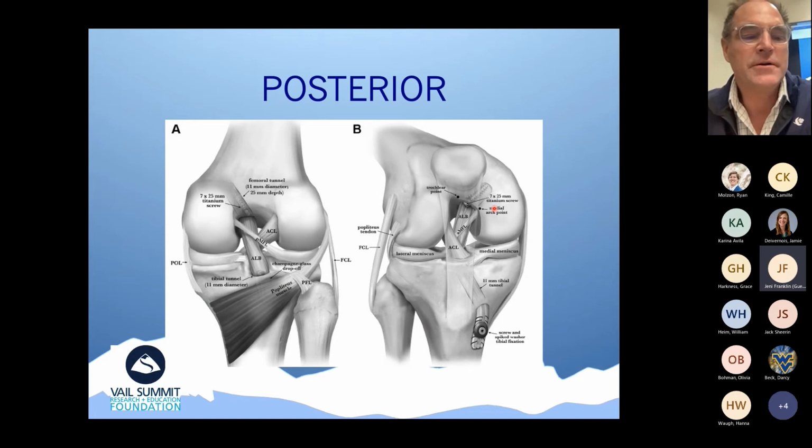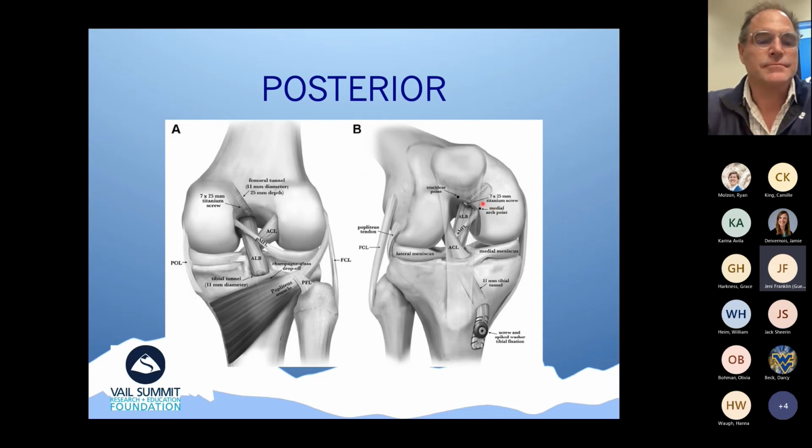So here's posteriorly. And what do you see here posteriorly? Why don't you give me a couple of things that you see there? How about this right here? What's this? It's labeled, so I'm giving you an easy one.